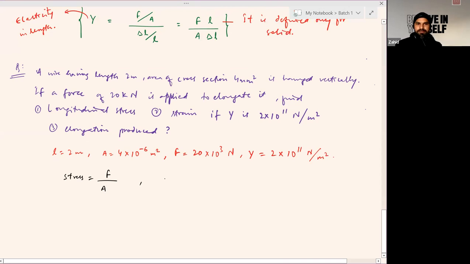Next, Young's modulus equals stress divided by strain. We have Young's modulus and stress, so rearrange this equation to find strain. And then strain equals delta L divided by L. You can calculate delta L using these two terms. Try to simplify it.